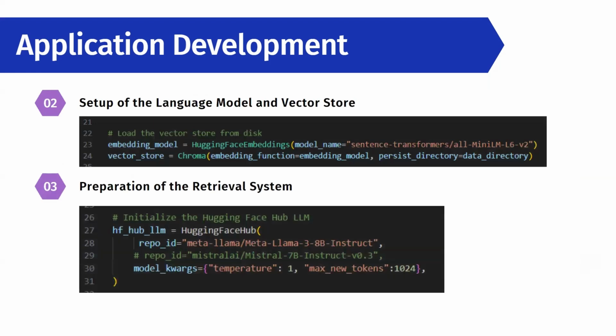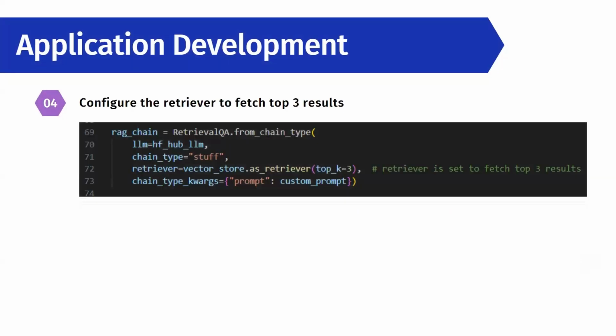Now set up the language model and VectorDB by initializing the HuggingFace model embeddings to process and embed textual data, and then configure Chroma as a vector database to store this embedding, which facilitates efficient retrieval based on semantic similarity. Now configure the retriever to fetch the top three most relevant entries from the vector database, ensuring responses are precise and relevant.